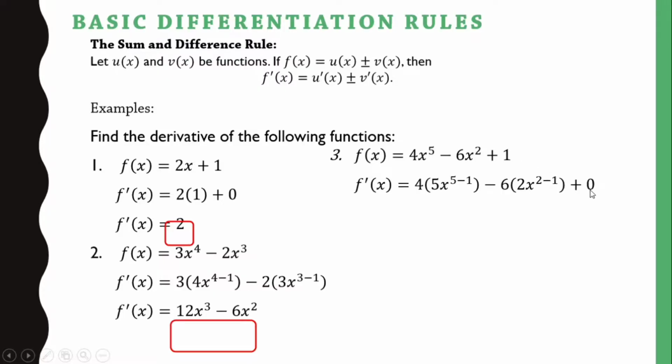So we simplify each. 4 times 5, that's 20. x raised to 5 minus 1, that's x raised to 4, minus 6 times 2, that's 12. x raised to 2 minus 1, that is x raised to 1. Since the exponent is 1, we don't write that anymore. Plus 0, so we don't indicate the plus 0 anymore. Therefore, the derivative of our function is 20x raised to 4 minus 12x.